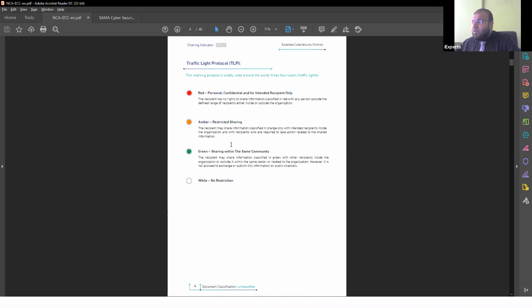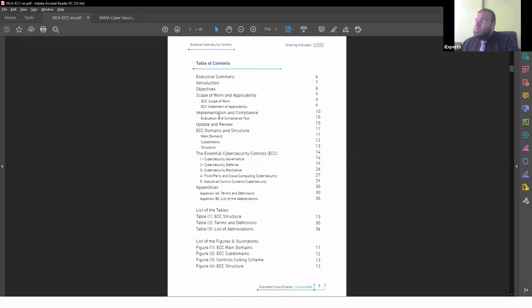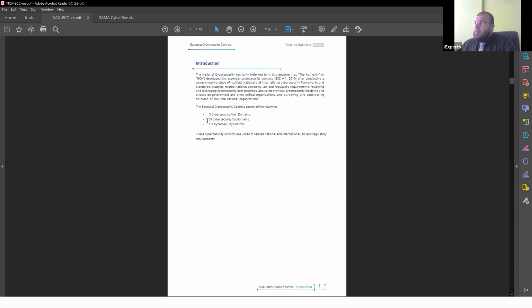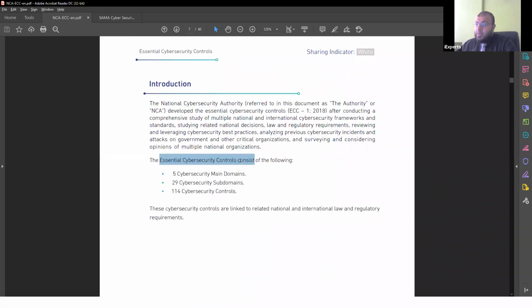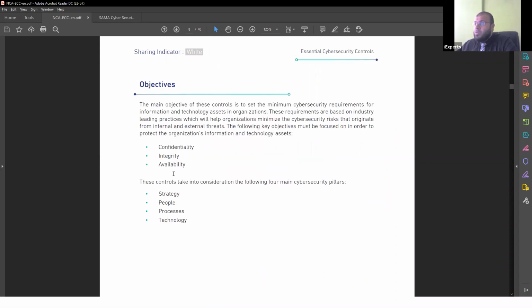this is how they classify the information. So this is the table of contents. We can see it's very clear for us here, the 5 parts, the 5 domains that we have. As we said, the essential cybersecurity controls exist in 5 domains, in 29 cybersecurity subdomains, in 114 cybersecurity controls.